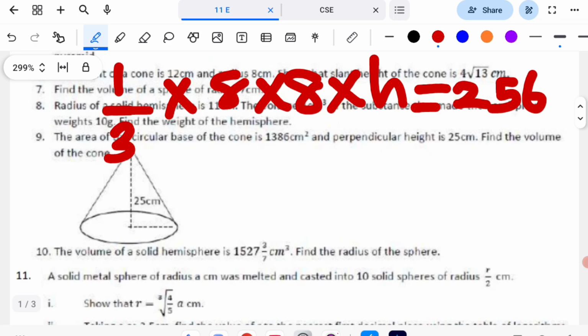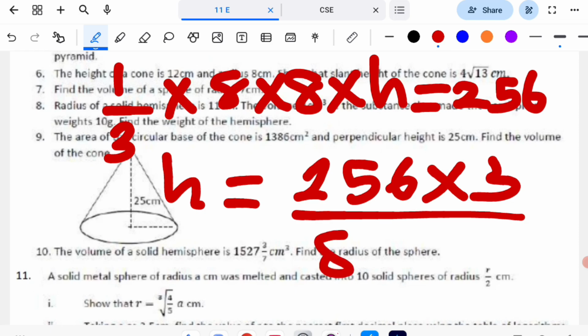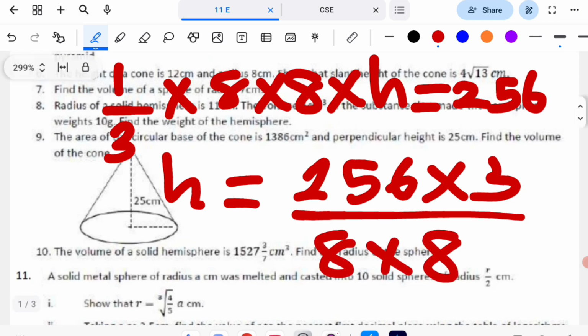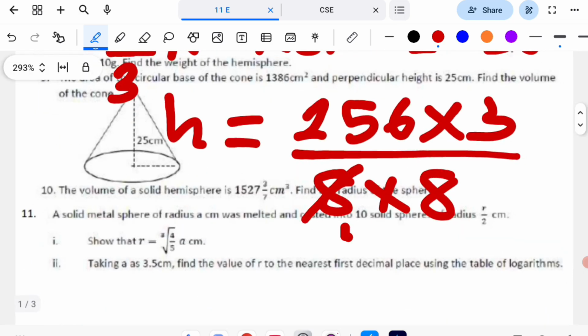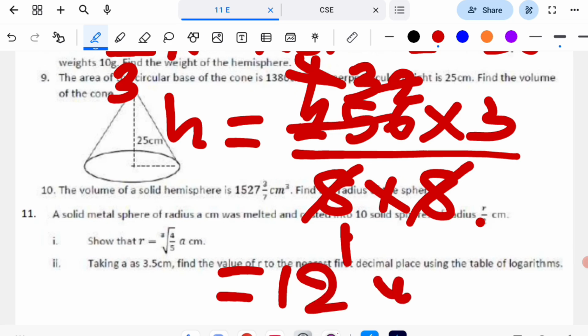Then we can bring all numbers to the right hand side. 256, we can bring the divide by 3 as a multiplication, and multiply by 8 into 8 as a division. Divide by 8: 25 divided by 8 is 3, 1 remaining. 16 divided by 8 is 2. Divide by 8: 32 divided by 8 is 4. 4 into 3, 12 centimeters is the height of the given pyramid.